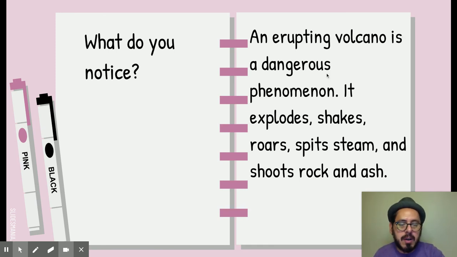Is a dangerous phenomenon. And then we have the list of verbs in the second sentence. Explodes, shakes, roars, spits steam, and shoots rocks and ash. All right? All of those are actions. And you know they were actions because you can kind of mimic them. Explodes, shakes, roars, spits steam, and shoots rocks. All right. So those are the verbs I found. Hopefully you found them too.